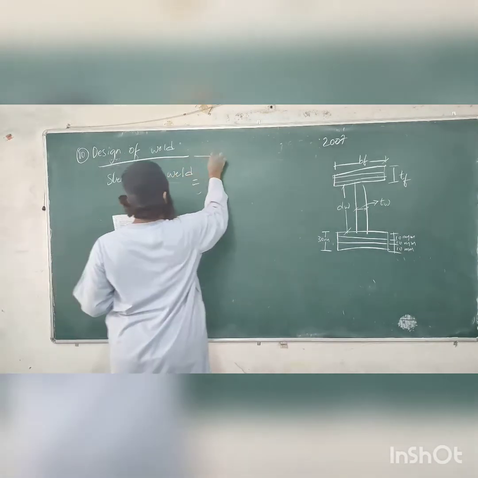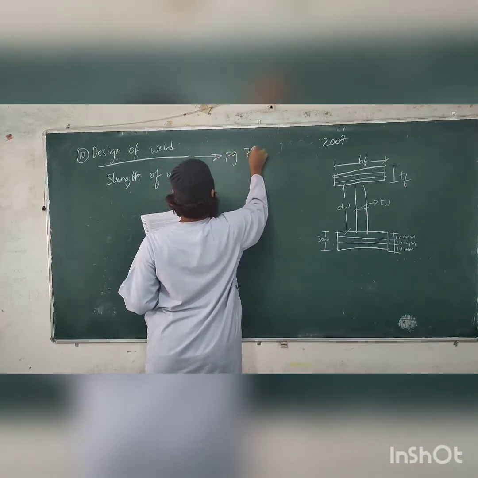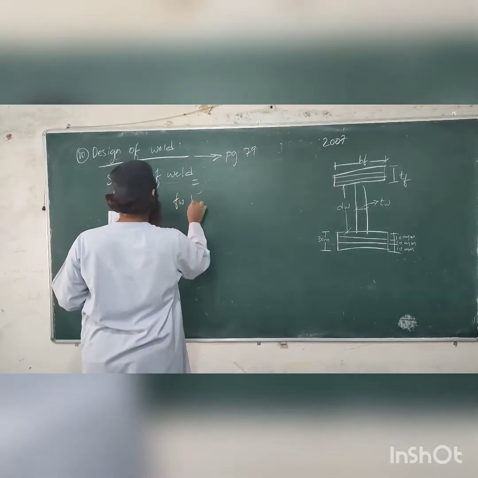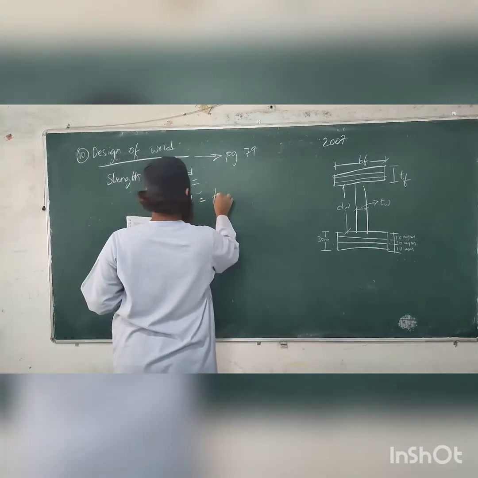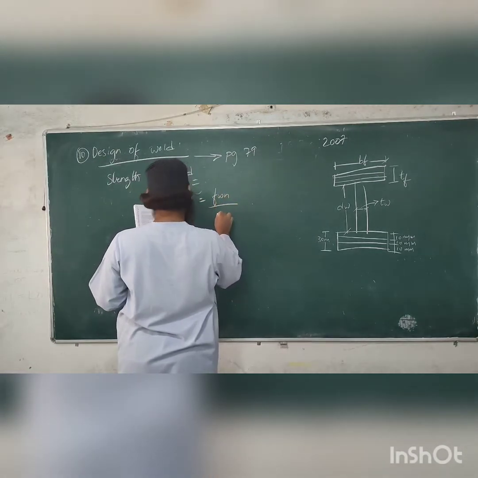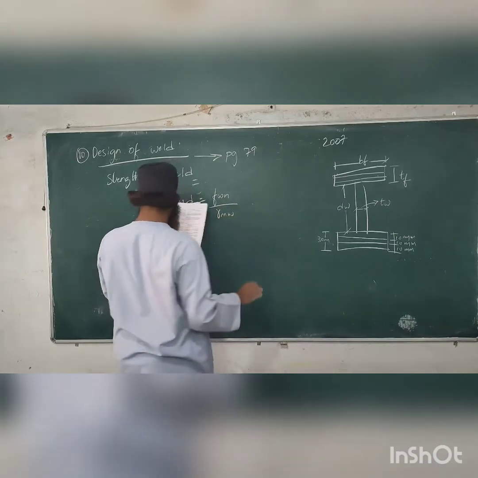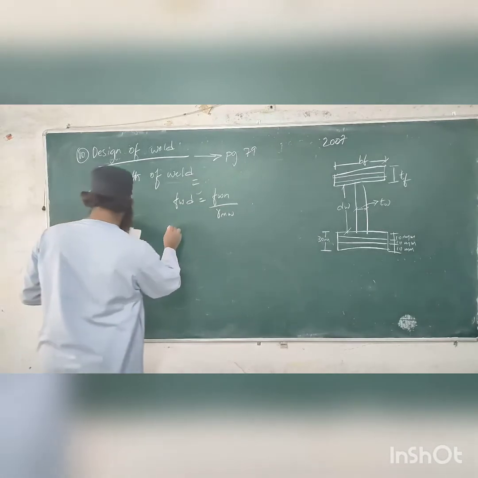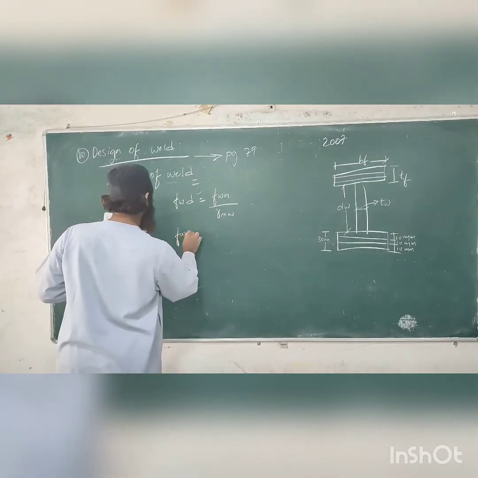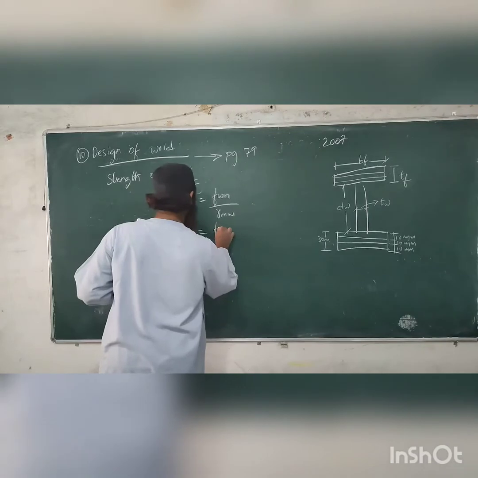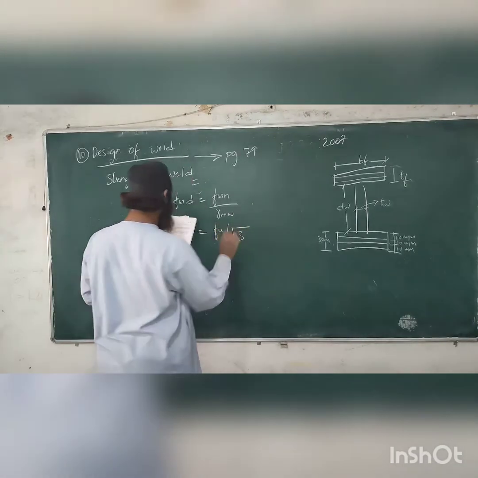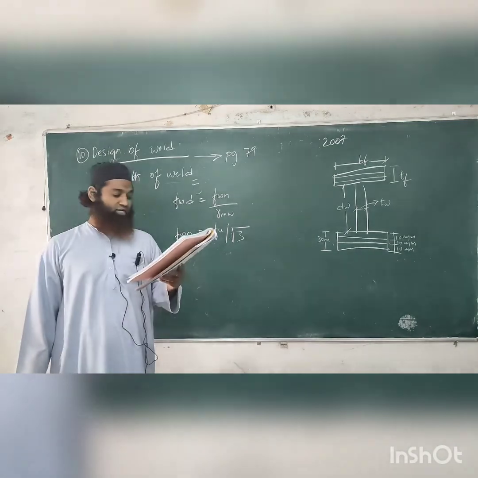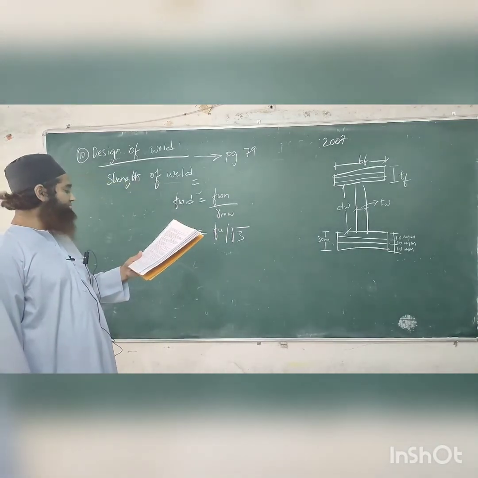Strength of weld is given on page 79 as FWD is equal to FWN by gamma MW. In the next step, what is FWN? FWN is equal to FU by root 3. Here FU, you must understand, is the ultimate stress of the weld, and gamma MW is a partial safety factor.